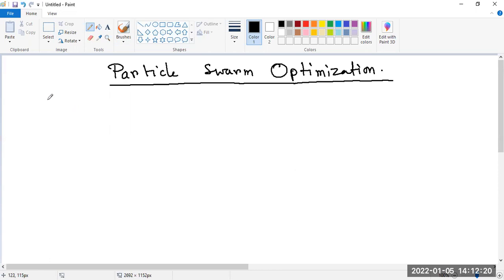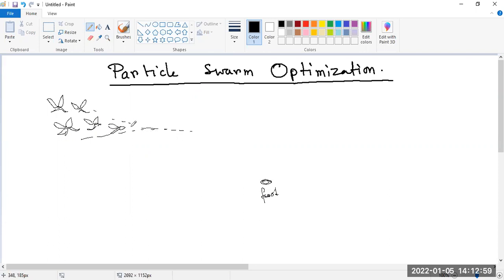Whenever some birds are flying, they fly in a unidirectional manner, and they don't know where their food is. You have seen the flocking of birds is unidirectional, but say food is here, they don't know where the food is, but they are updating their position one by one.